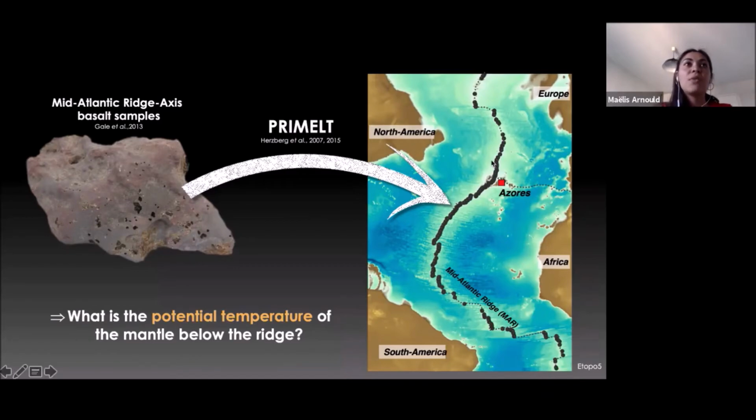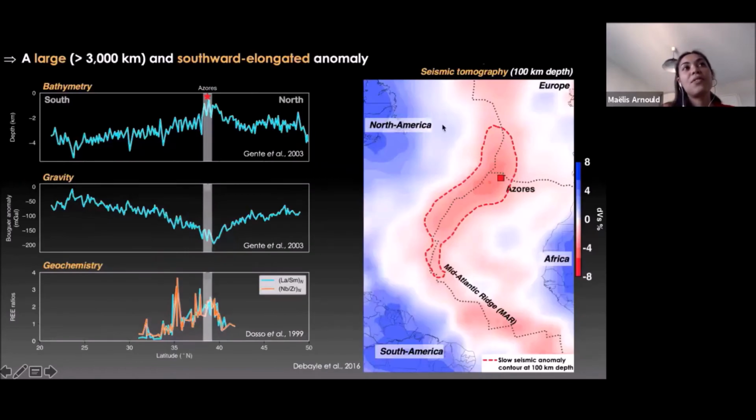And so to discriminate between the different proposed hotspot tracks and understand the geological asymmetry that we could see in those observations, we conducted a petrological study of some samples that were collected along the Mid-Atlantic ridge. And we used the PRIMELT method, which allows us to discriminate a plume signature in a sample and to constrain the potential temperature of the mantle from which the basalt samples originated, to try to confirm this asymmetry that we could maybe see in this figure of the seismic tomography.